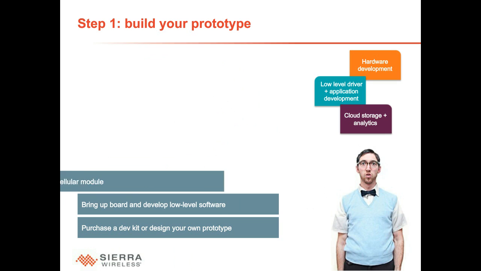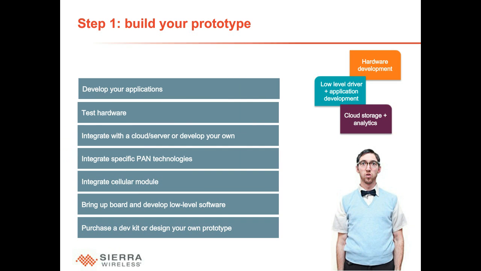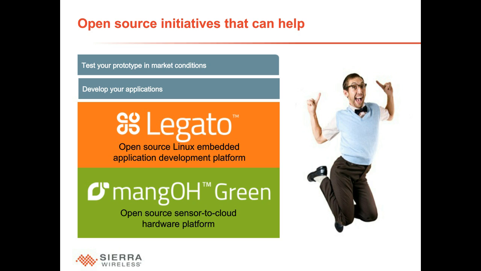That's why we're excited to introduce 2 open source initiatives to you. mangOH is a new open source hardware platform that not only helps you prototype quickly, but its design and components can also be used in final commercial product. And Legato is an open source Linux platform for building connected products. It's been tested and implemented in the automotive market and is now ready for industrial IoT products.